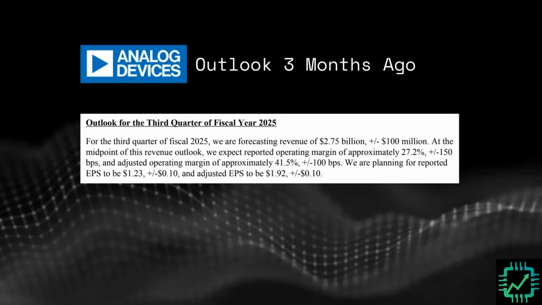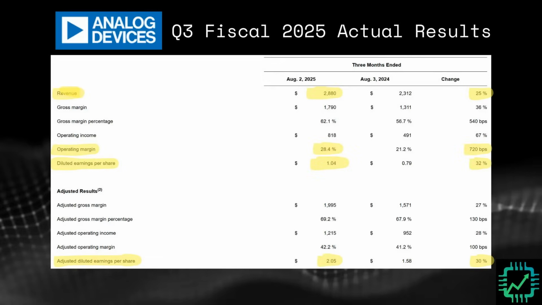And here is the outlook from 3 months ago. Revenue was expected to be 2.75 billion at the midpoint, operating margin just over 27%, and earnings per share $1.23, and then on an adjusted basis, $1.92. Let's go ahead and take a look at what the actual results ended up being.